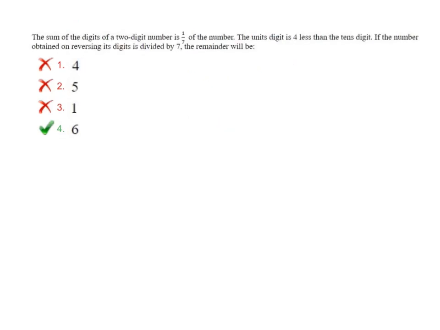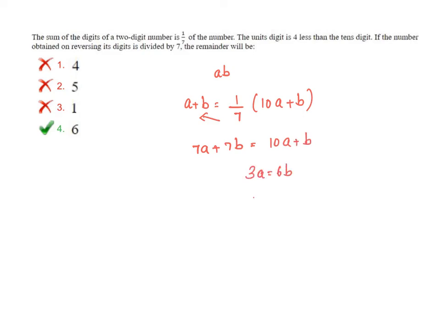The sum of digits of a two-digit number is 1/7 of the number. If the number is AB, the sum of digits A plus B is 1/7 of the number. The value of the number is 10A plus B. Multiply 7 with A plus B. 7A plus 7B is equal to 10A plus B. 3A is equal to 6B. A by B is equal to 2 by 1.